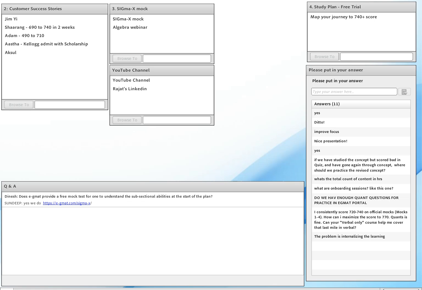What's the validity of your GMAT score? It's 5 years from the date that you take the test, and it's valid for everyone.